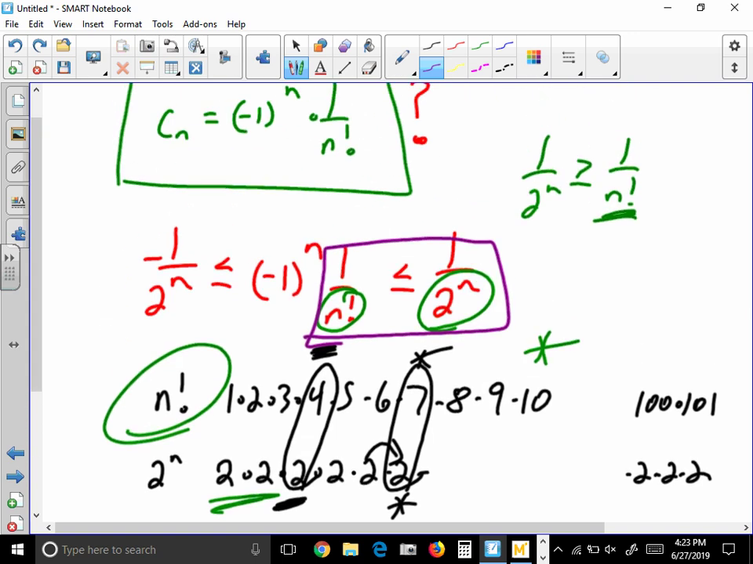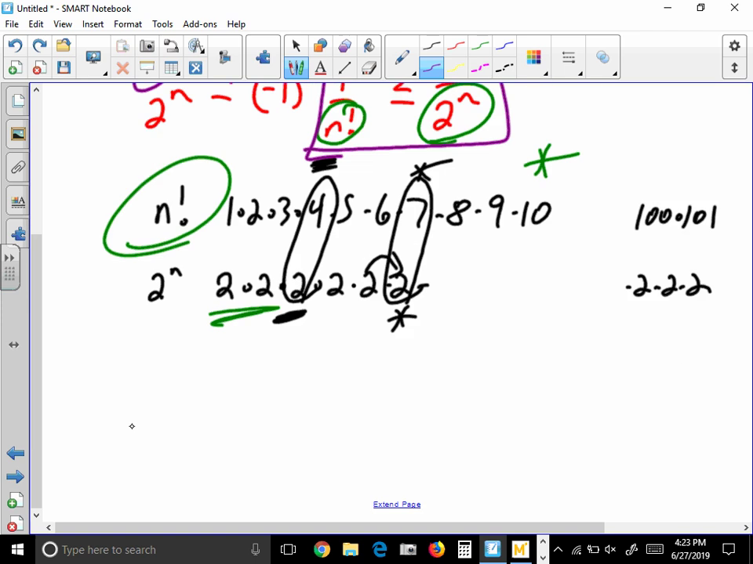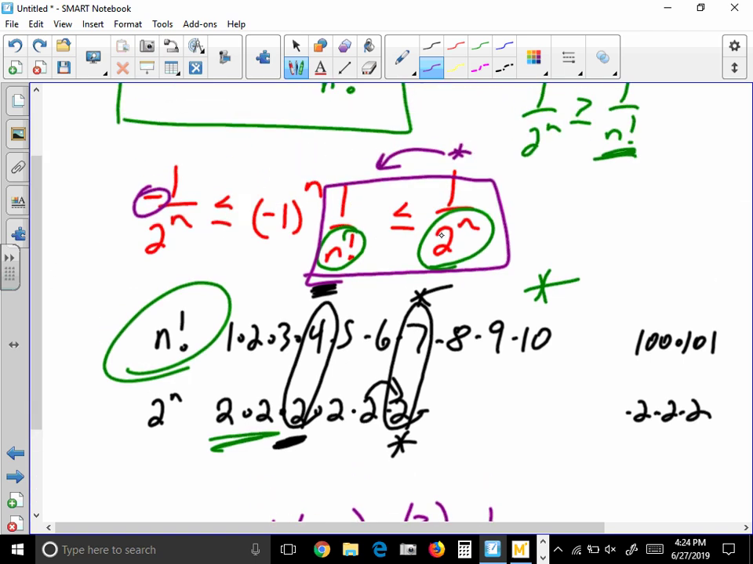Now, if we take the opposite, we won't go into all the detail, but this one is bigger than that one. But if we take the opposite of both of them, then all of a sudden it turns around. Remember, when you multiply an inequality by a negative number, what do you have to do to the inequality symbol? You have to flip it. So when these two were positive, 1 over 2^n was bigger.